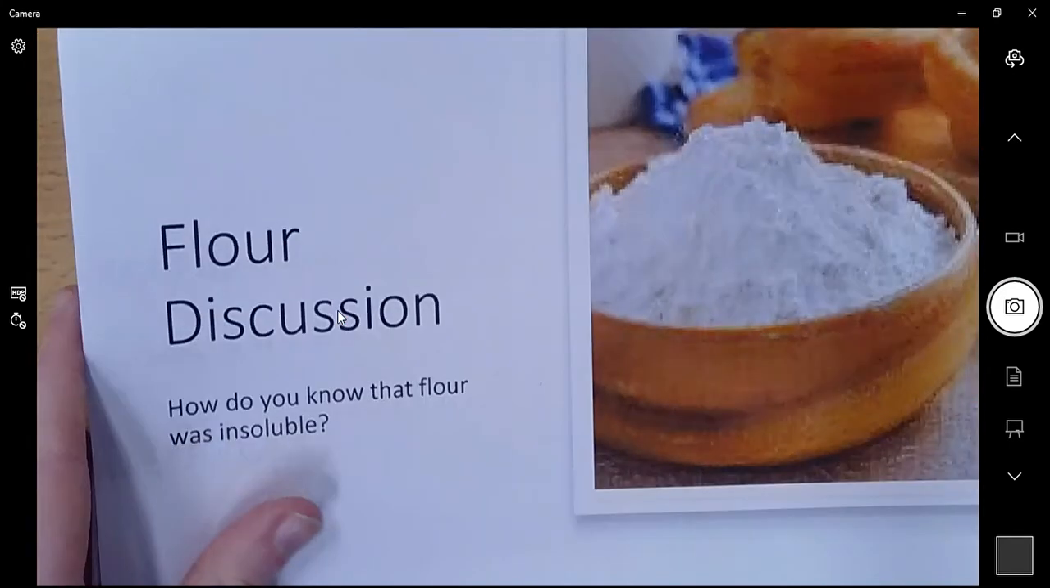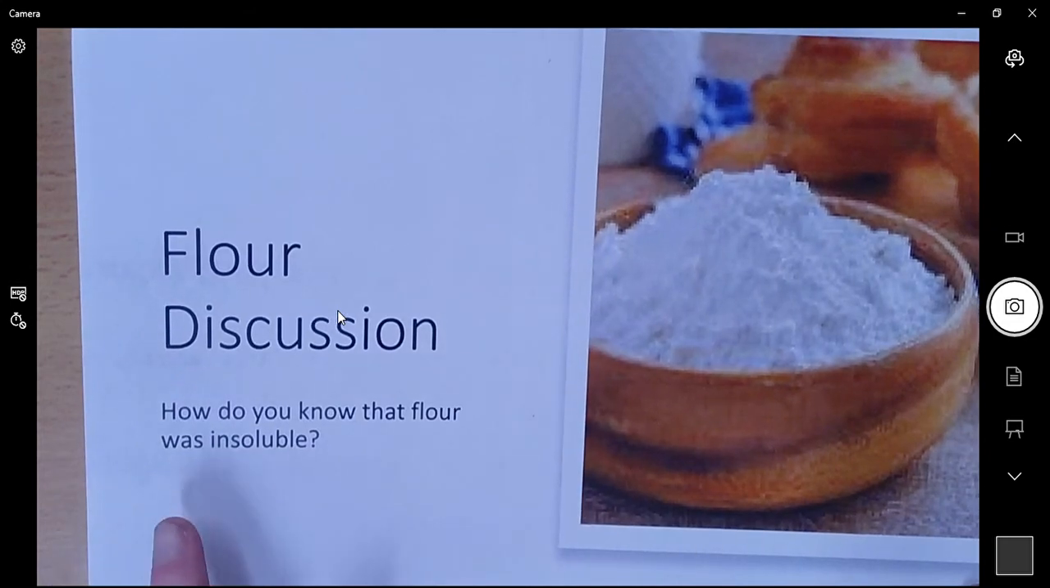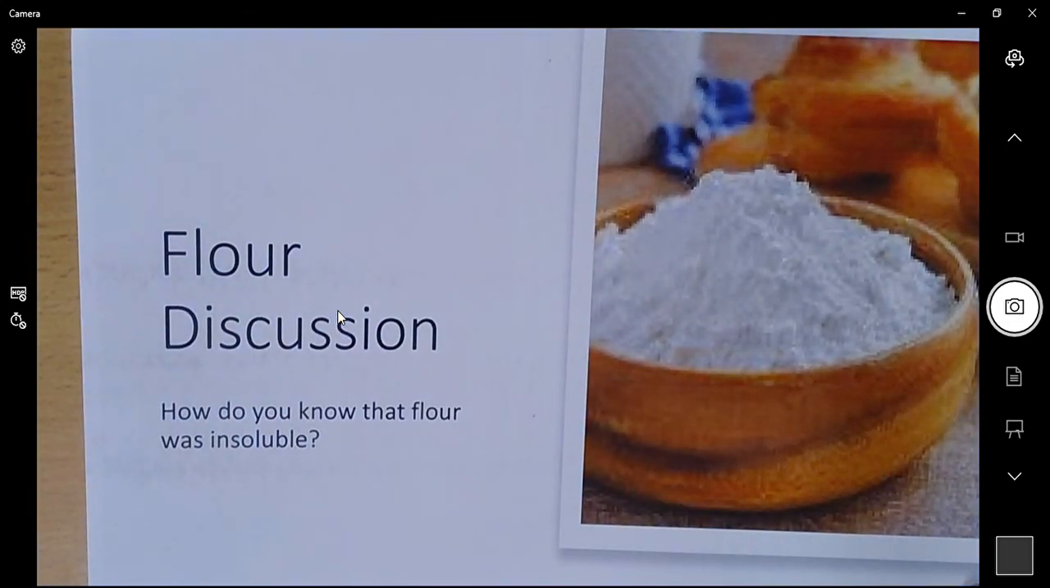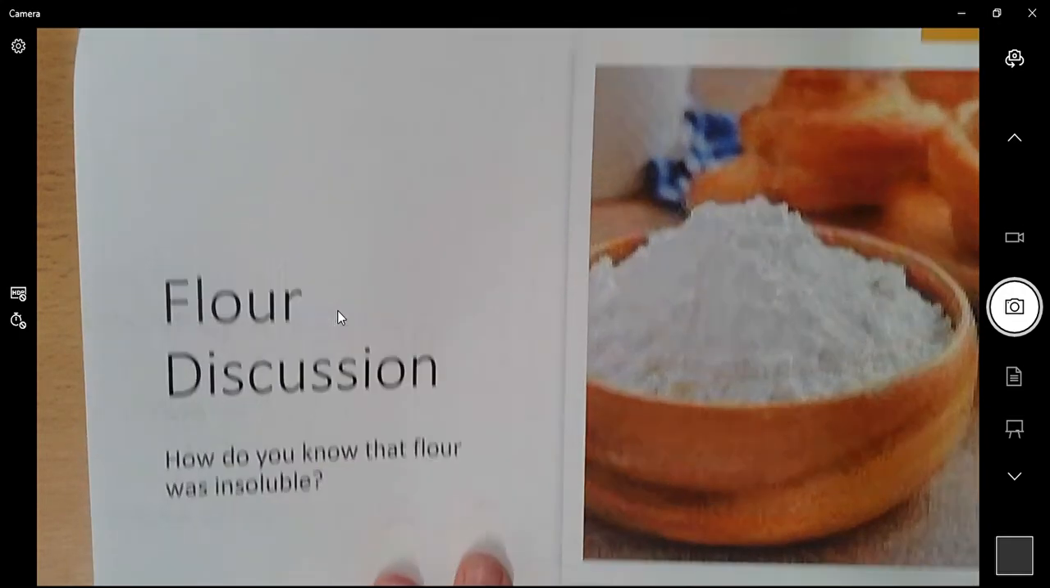So if there is someone at home, or you can just debate this with yourself, I want you to think about why or how do you know that flour was insoluble? So think about the language we've just learned, the different terms, the different vocabulary, the scientific words we've used, and come up with an answer ready for your briefings. How do you know that flour was insoluble? That's one question.